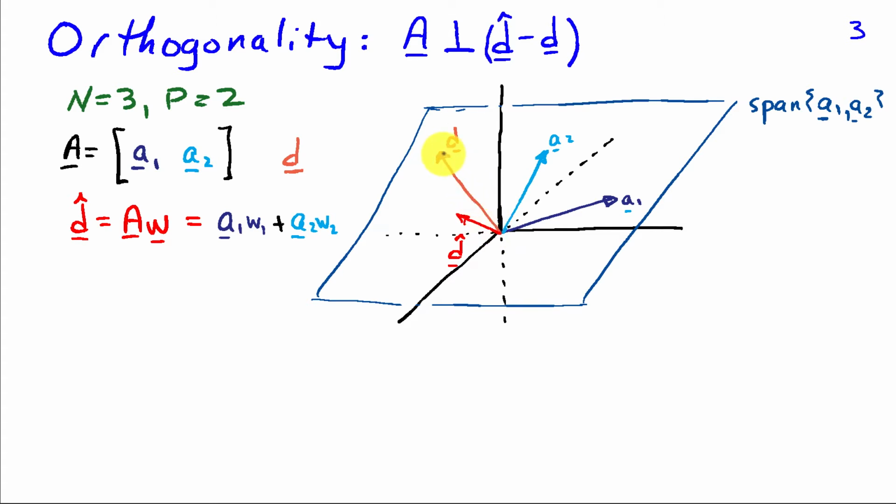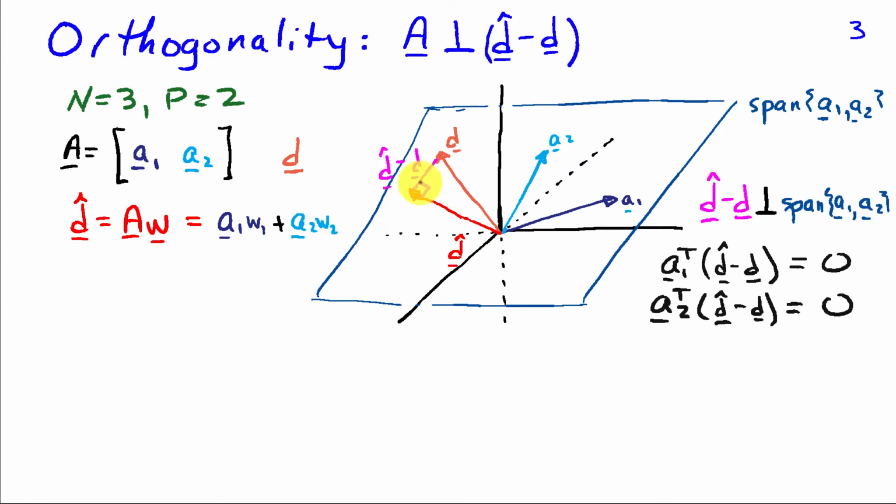D is some vector that lies in general not in the plane, and D hat, which is A times W, that's a weighted combination of these two vectors, it's going to have to lie in the plane. So we're going to try to find the vector D hat in the plane, which is closest to this vector D that in general lies out of the plane. As we look at all the points in this plane that we could choose as candidates, the one that is closest is going to have an error D hat minus D, which is orthogonal to the plane.